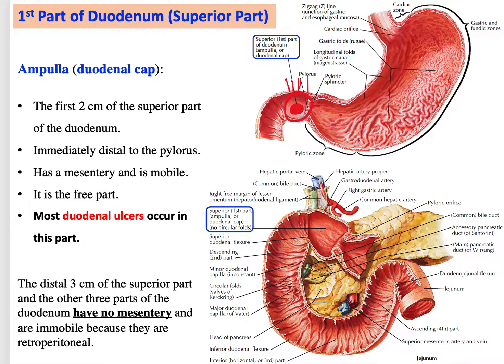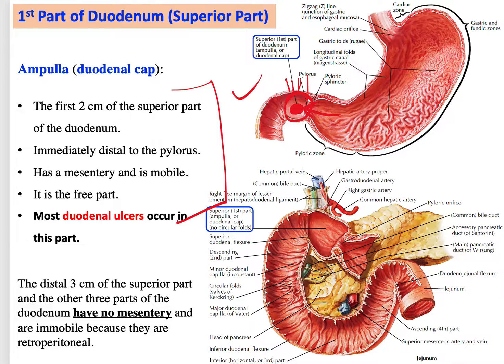Why? Because it's very close. The first part is very close to the gastric secretion. So it's more susceptible to duodenal ulcer. So all of these characteristics, guys, relate to the duodenal cap, which is important.